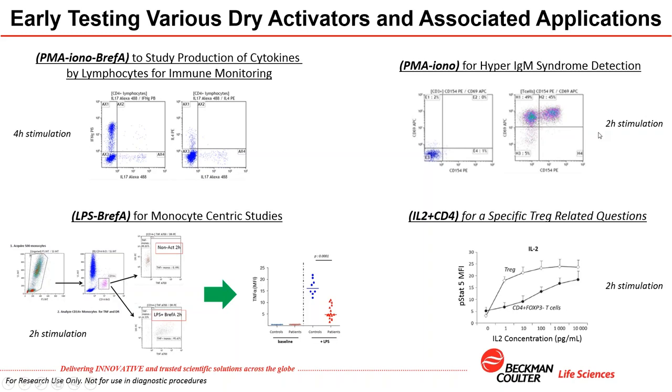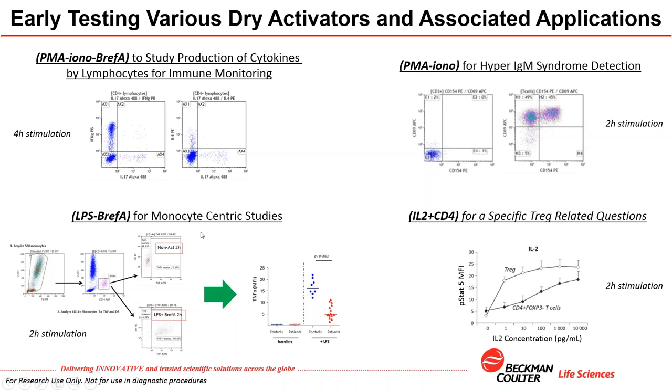You have another example here that is more related to a question close to hyper-IgM syndrome detection. In that case, the same activator, PMA ionomycin, has been used, the difference being that no Brefeldin A was added, so that activation markers at the extracellular level could be monitored during the activation. In that case, both CD69 and CD154 activation markers are being followed.